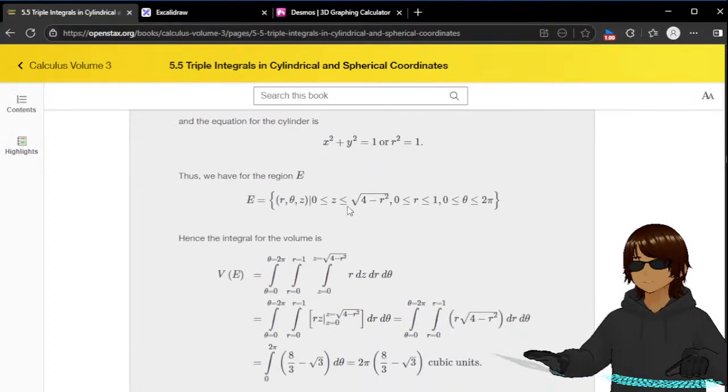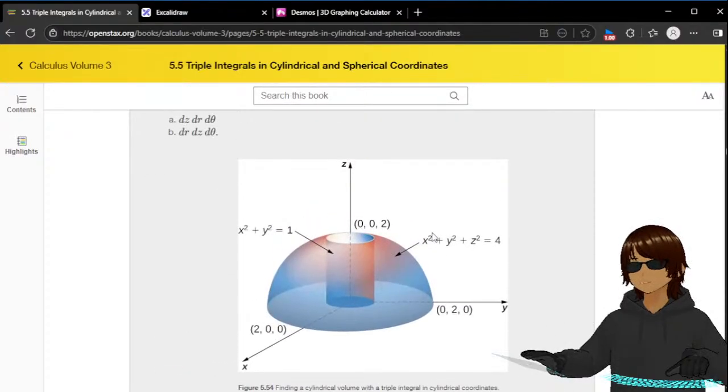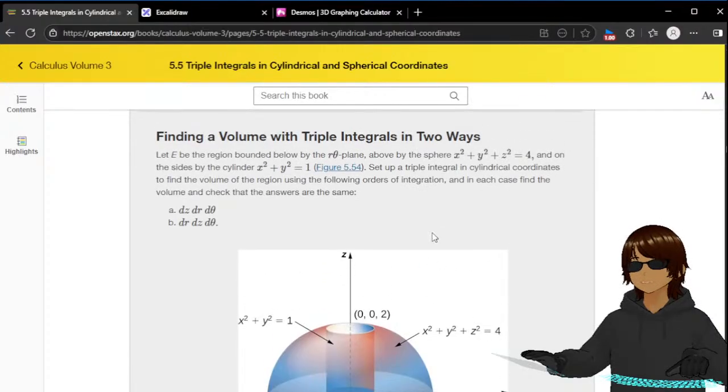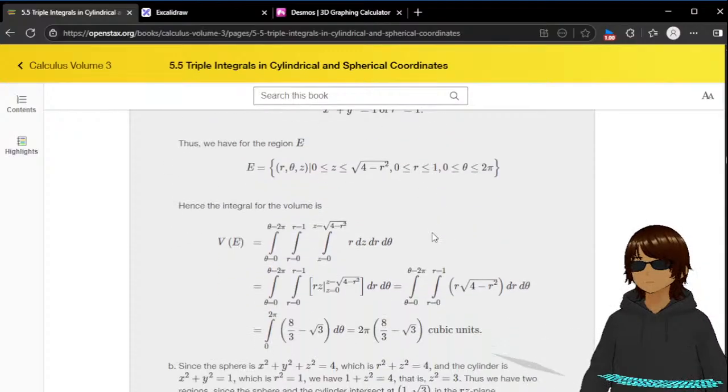So 0 to root 4 minus r squared, that I understand. 0 to 2 pi, understand. 0 to 1, that I don't understand. Why is it 0 to 1?